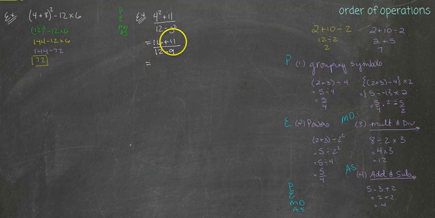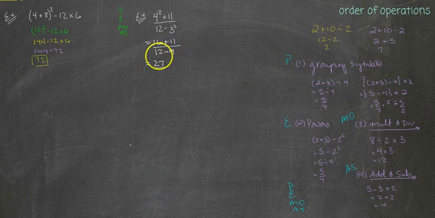So 16 plus 11 is 27. So I finished the numerator group. And then 12 take away 9 is 3. So I finished the denominator group. Now I can continue down the list. So I have multiplication, division. 27 divided by 3 is 9. And so I'm finished with that problem. So I think one more.